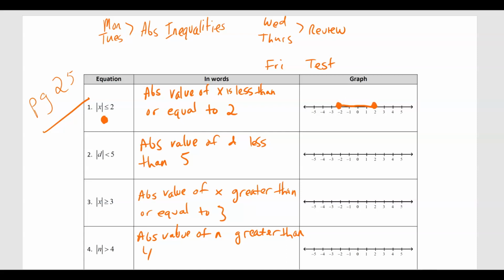Down here it says the absolute value of d is less than 5. Right? So the absolute value of d is less than 5. So all numbers that are less than 5 when you take the absolute value of it. So 6 doesn't work because just like -6 wouldn't work. You take the absolute value of either of the numbers, you get 6, which is not less than 5. So on this one here, you do an open circle. Okay, we do an open circle.